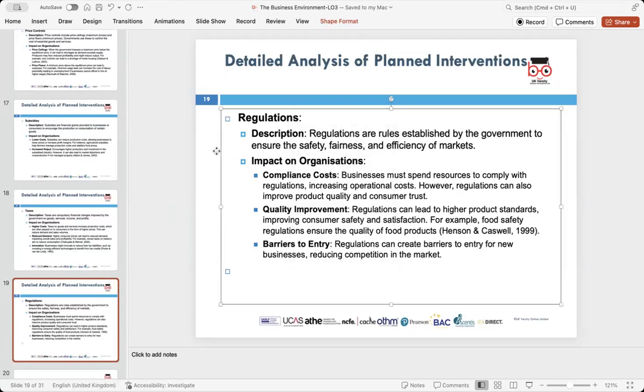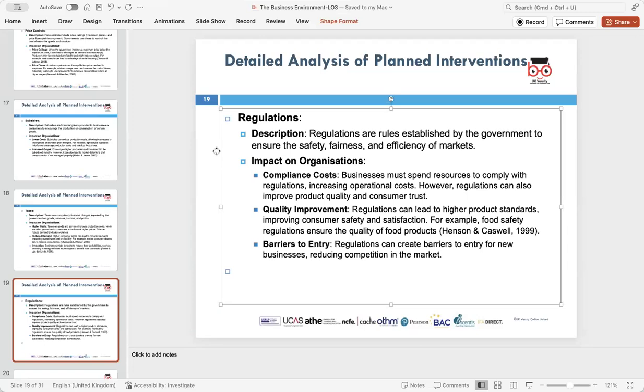Next one is regulations. I hope you know that these are official rules established by the government to control how businesses operate. Their main goals are to ensure safety, fairness, and efficiency in the market. Impact on organization: compliance cost, quality improvement, barriers to entry.